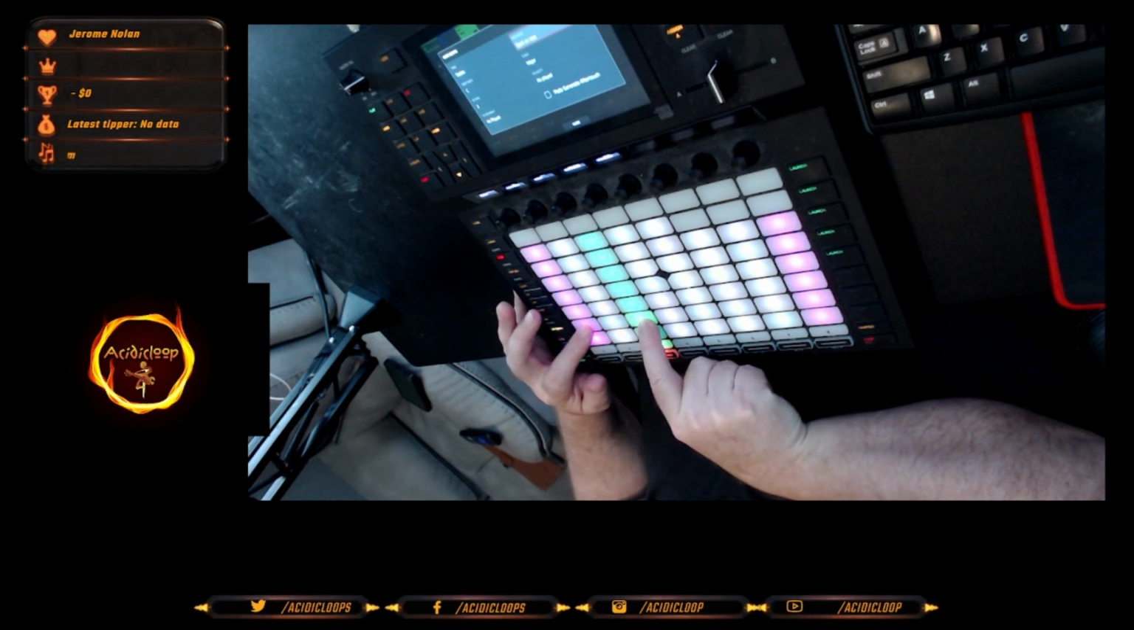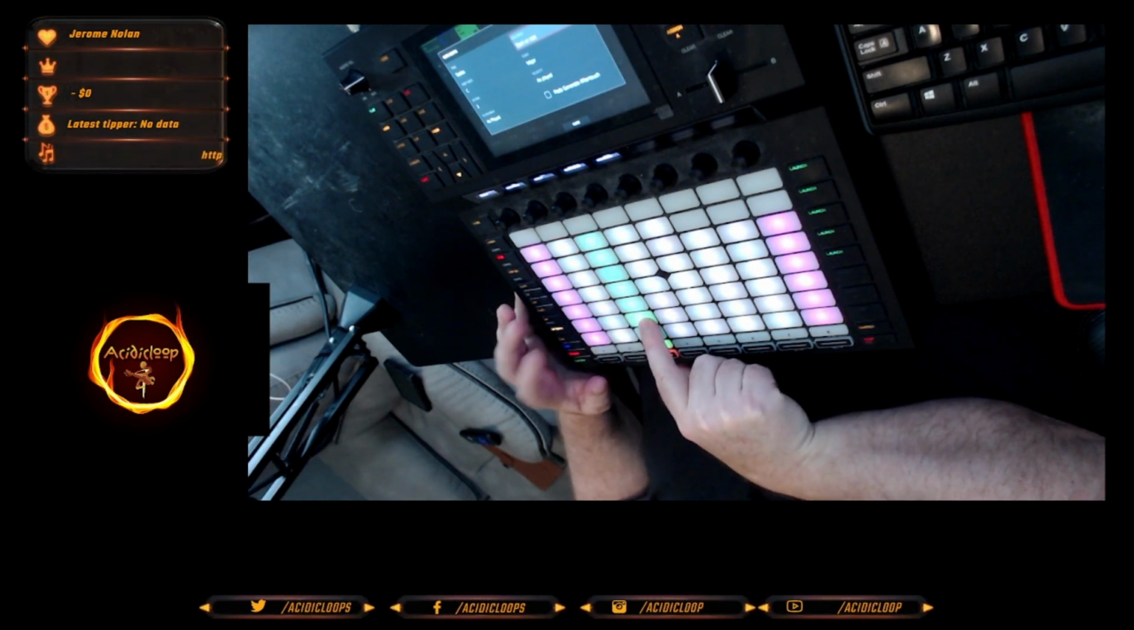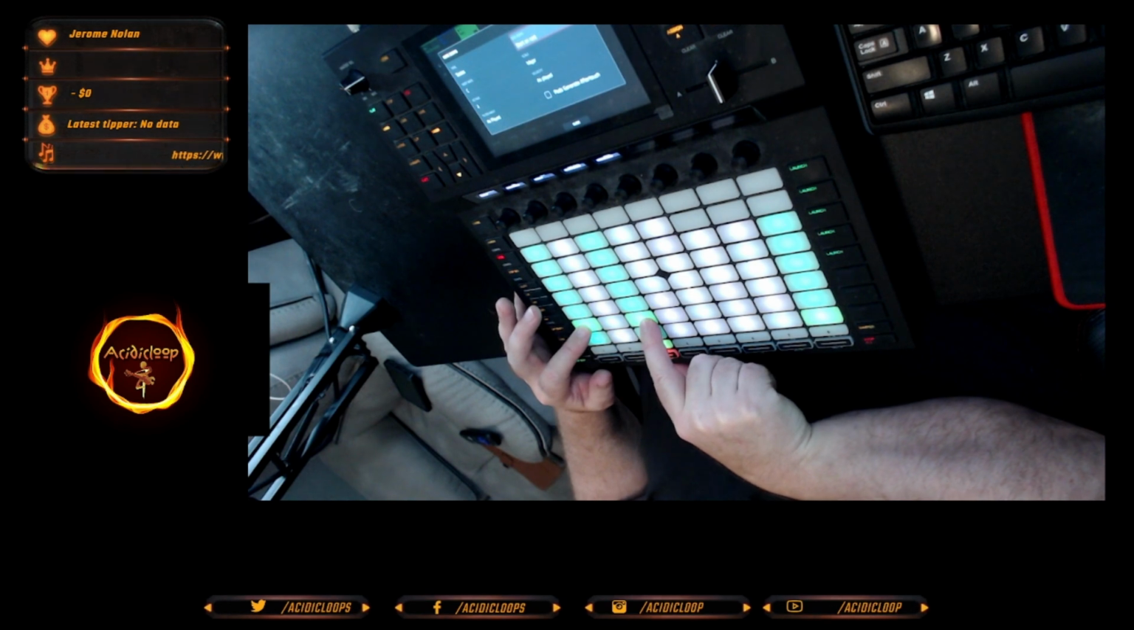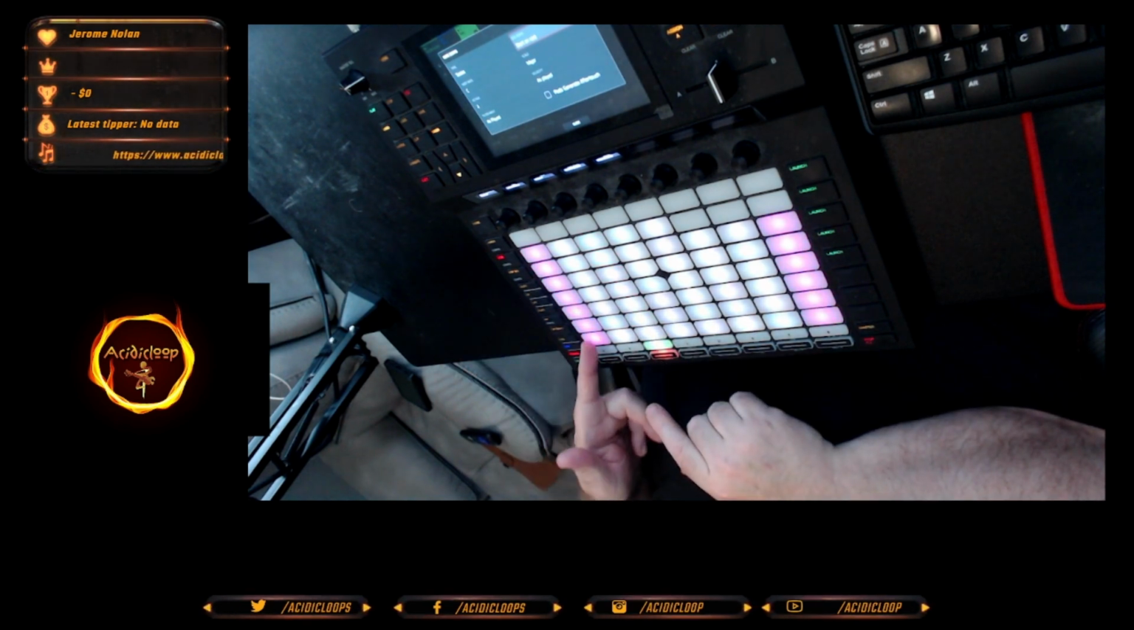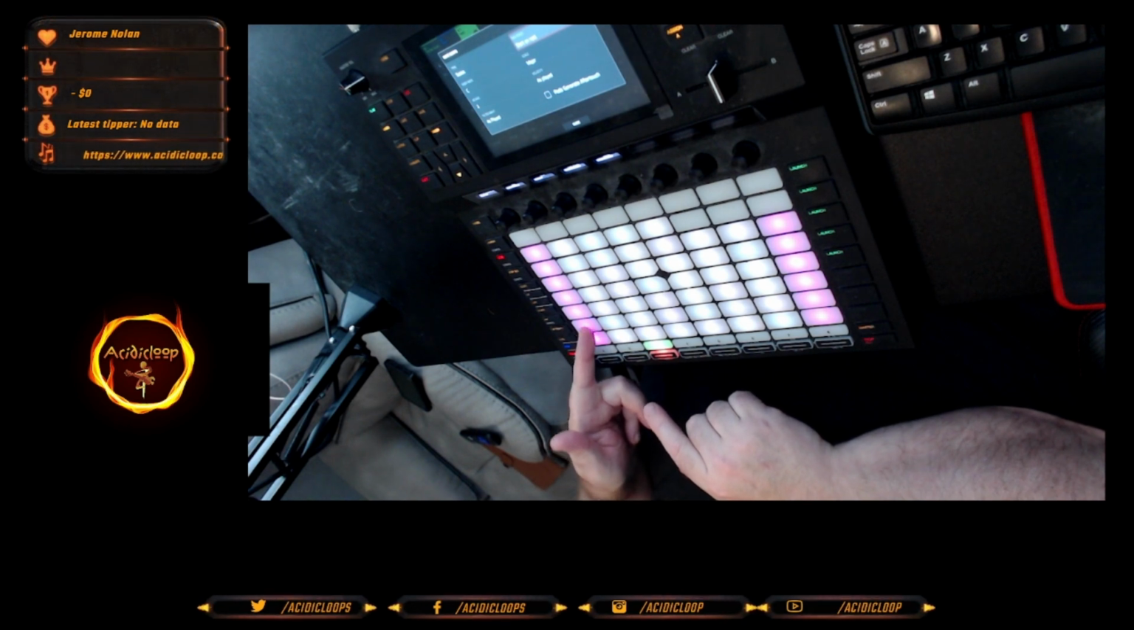Okay, so we have C, D, E. In this case, C and E are the start of our C major chord. By the way, we're making a C major chord because I'm starting on this note here. This is my root note, okay?